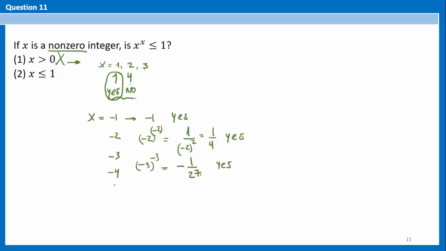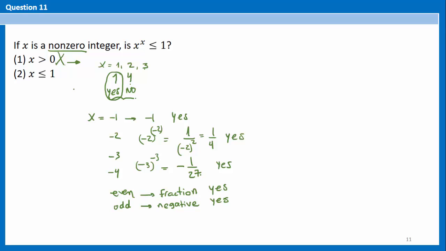Now, what happens with negative 4, negative 5, negative 6? It's the same that's going to happen with negative 2 and negative 3. In the case that it's even, it is going to be a fraction, a positive fraction, but it's still going to be less than 1. And what happens with the odd numbers is that they are going to be negative. Well, they're going to be negative fractions, but negative all the same. And all negative numbers are less than or equal to 1.